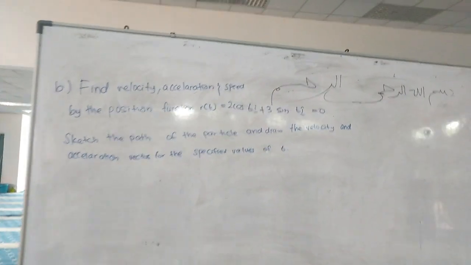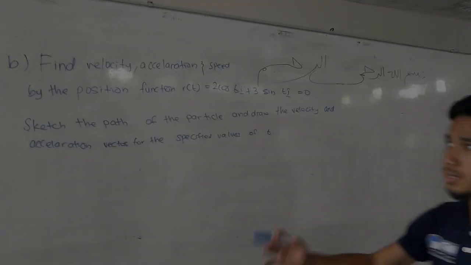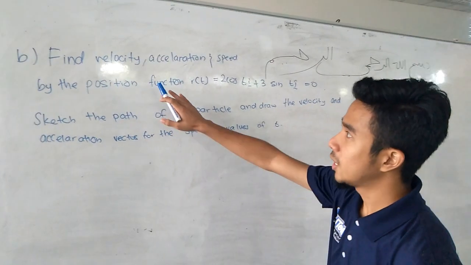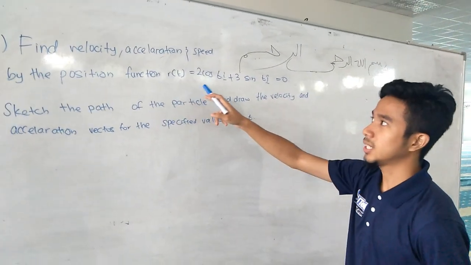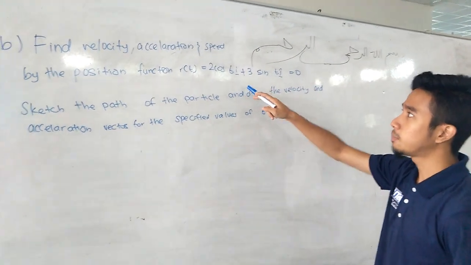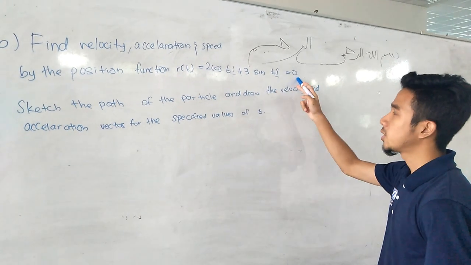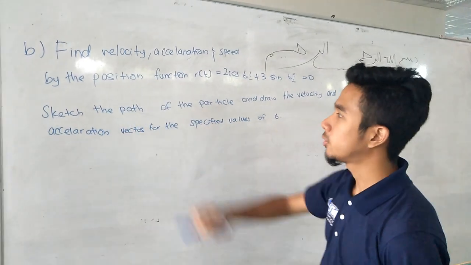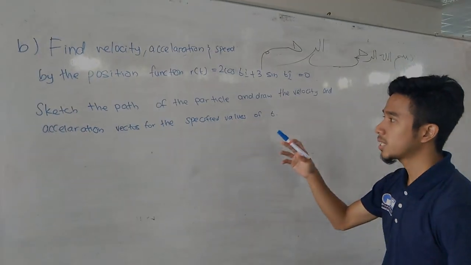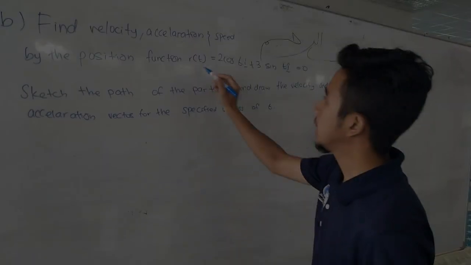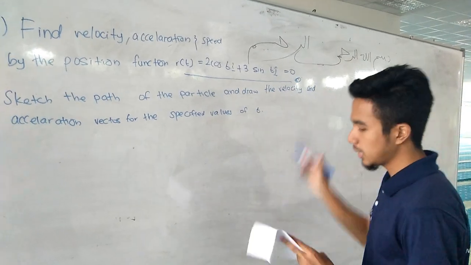Okay, this is my question. I will put it on the whiteboard. So how to answer this question? Find velocity, acceleration and speed from the position function r(t) equal to 2 cos t i plus 3 sin t j plus 0 k, and sketch the path of the particle and draw the velocity and acceleration vectors for the specified values of t. You see these equations.